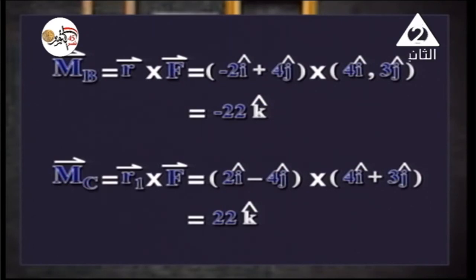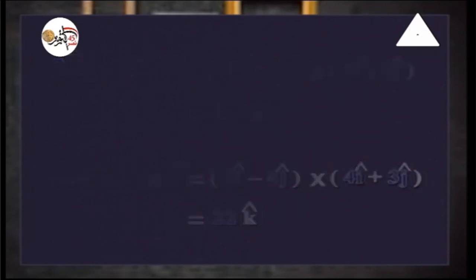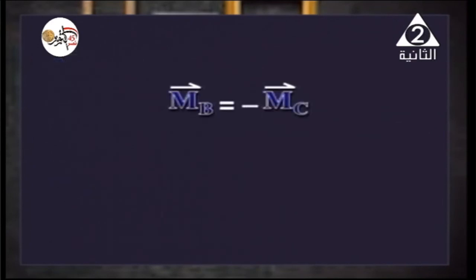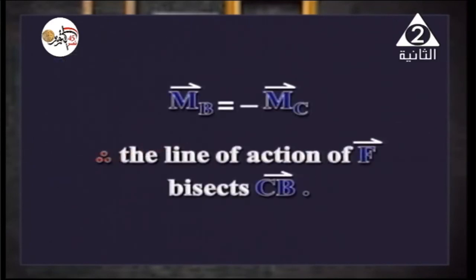This is the condition for proving that the line of action of the force bisects BC. We must prove that moment about B equals negative moment about C. We know that moment about B is negative 22k and moment about C is 22k. Therefore, my dear student, moment about B equals negative moment about C. The line of action of the force F bisects CB.